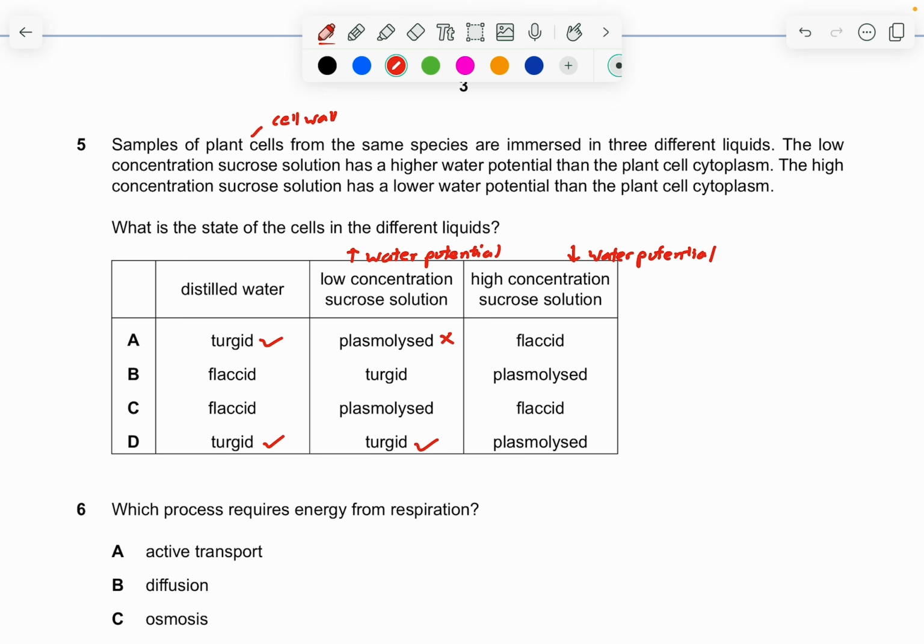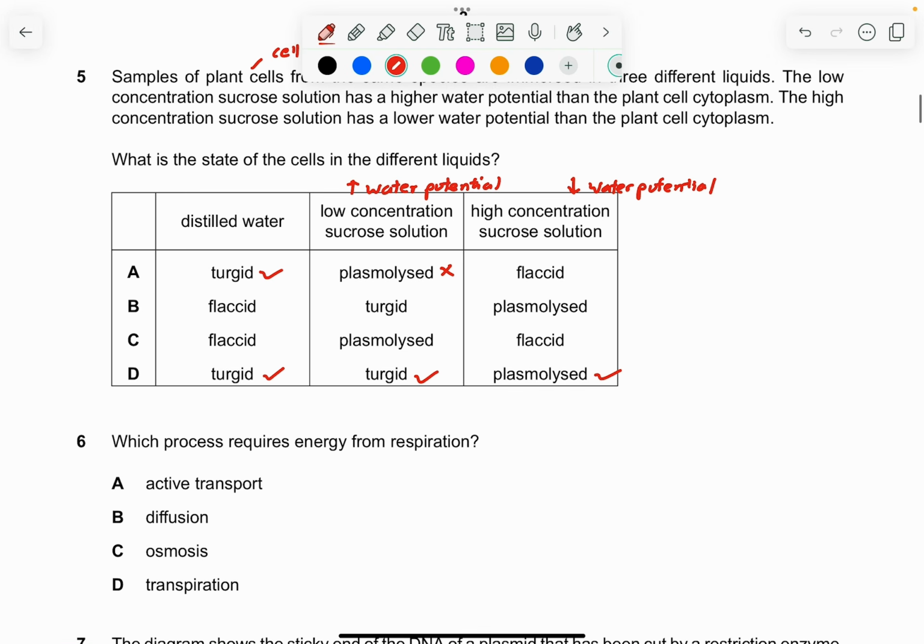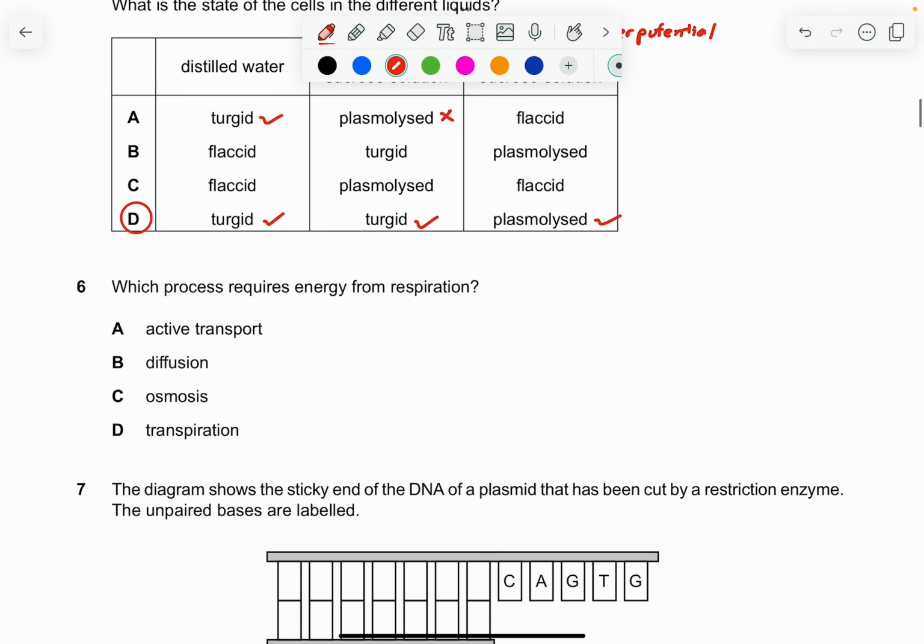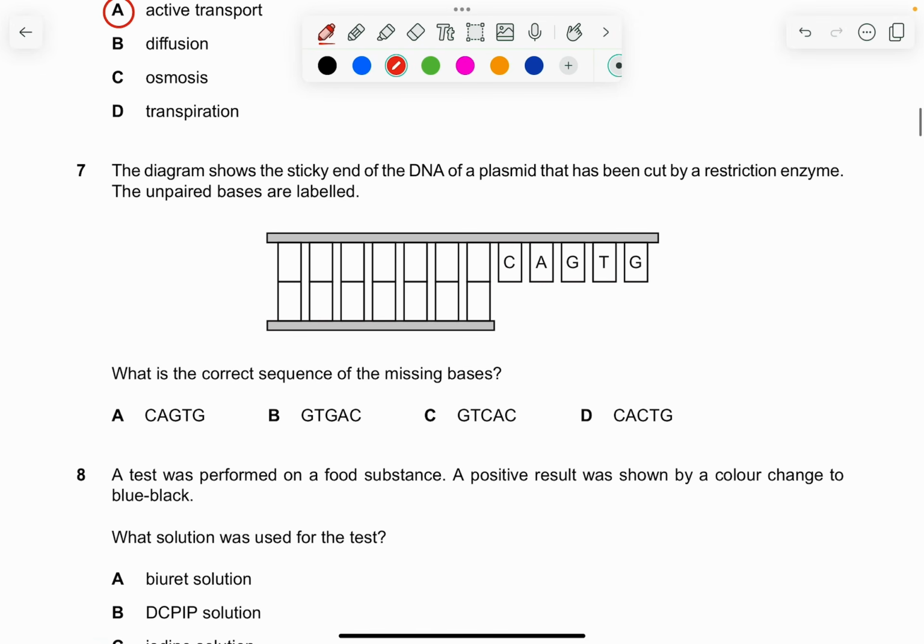So lower water potential will cause the plant cell, which has much higher water potential, to lose water, and water moves out of the plant cell and they become plasmolysed. Alright, so the answer is D. Question 6. Which process requires energy for respiration? So the answer is A. Active transport.